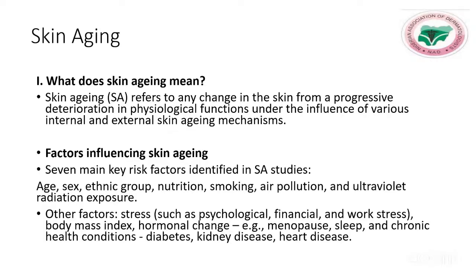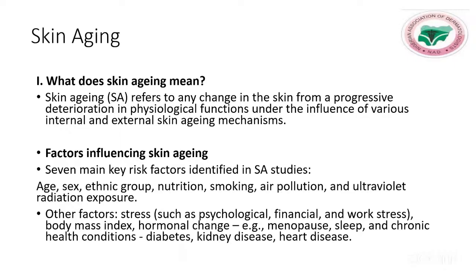morphologically or clinically. What are the factors that affect skin aging? There are 7 main risk factors identified in skin aging studies, and these are age, sex, ethnic group, nutrition, smoking, air pollution, and ultraviolet radiation exposure. These are the main key risk factors that have been identified. We have other factors: stress, body mass index, hormonal changes, sleep, and chronic health conditions. They also influence skin aging.